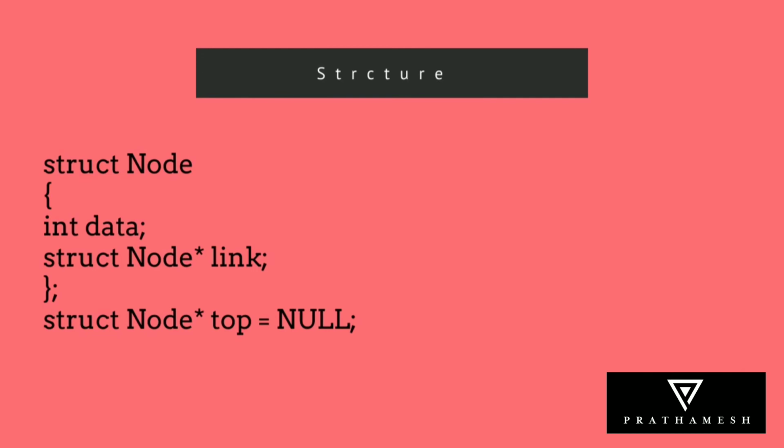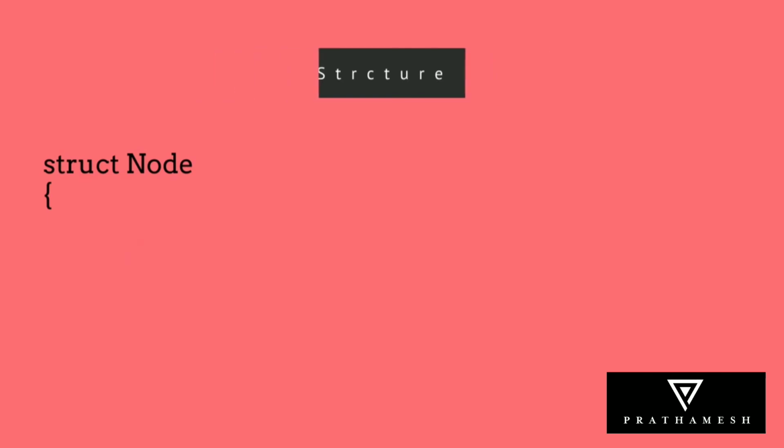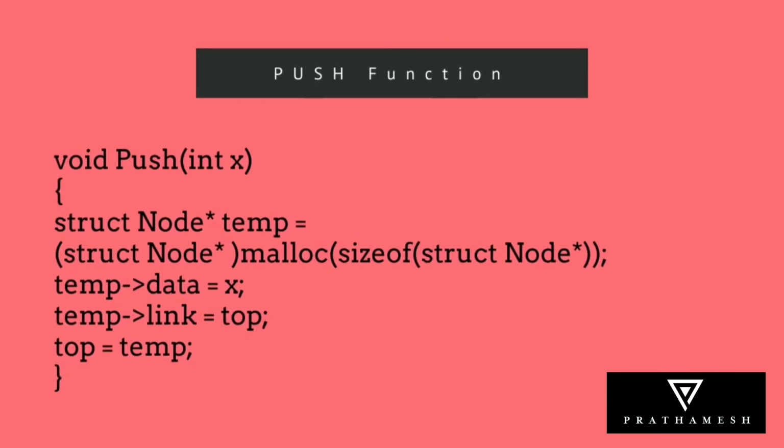Now let's write push and pop functions. This is the push function. The first thing that we are doing in the push function is creating a node using malloc. Push is taking an integer x as argument that must be inserted onto the stack. We are setting the data field in this newly created node. We are dereferencing temp to enter new data. Then we are setting the link part of this newly created node as the existing top.